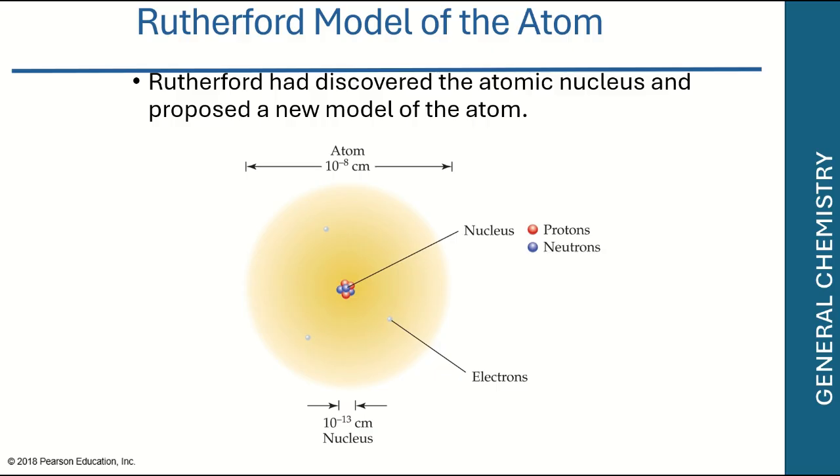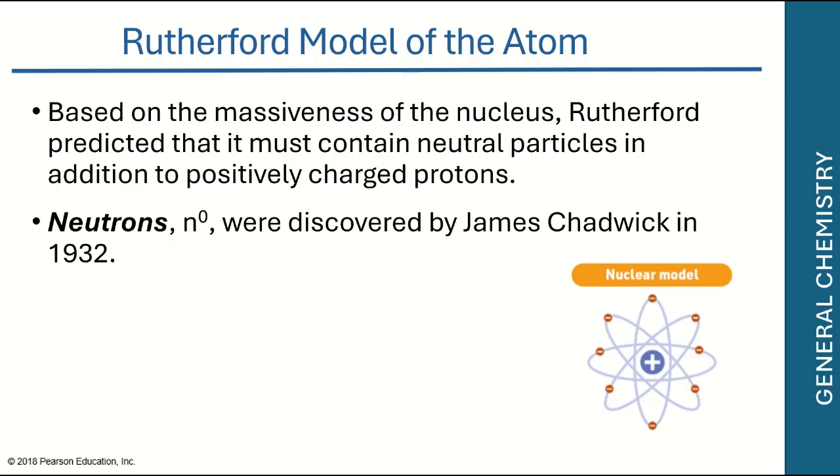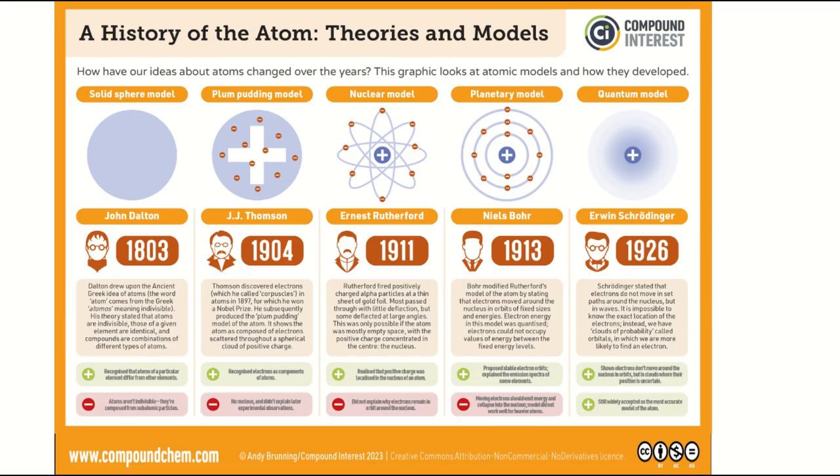So Rutherford had discovered the atomic nucleus and proposed a new model of the atom. So now we have the nucleus, and around it we find the electrons. We have protons and neutrons in the nucleus. That is the other model. Based on the massiveness of the nucleus, Rutherford predicted that it must contain neutral particles in addition to positively charged protons to stabilize the atom. Neutrons were discovered by James Chadwick in 1932. So now our nucleus was completed, with positive and neutral particles.